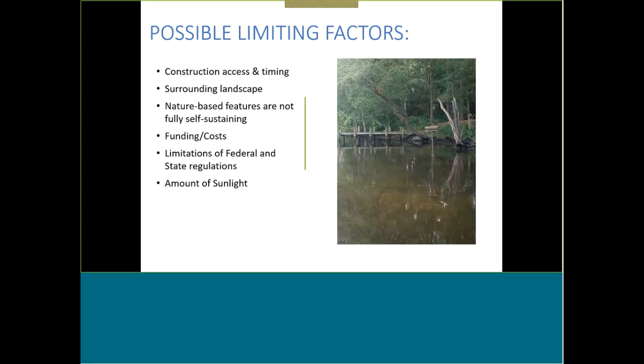And then a little simpler is just even the amount of sunlight is important. So at a site that may have everything going for it, but you want to put in Spartina and there are just tall trees overhanging it like you see on the right, that's probably not going to be as successful. So you need to take that into account as you design your shoreline.